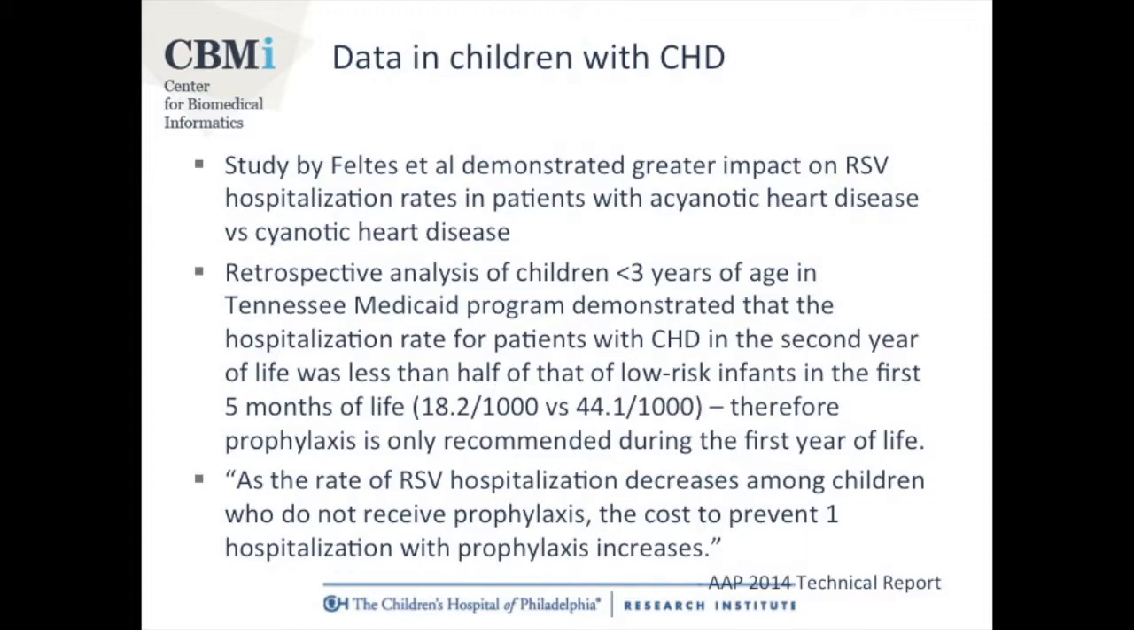So therefore, the prophylaxis was only recommended during the first year of life. So if you have low-risk patients who have a far greater risk of hospitalization during their first 5 months of life versus those patients with congenital heart disease in their second year of life, that was why they removed that recommendation to continue the prophylaxis into the second year for these significant congenital heart disease lesion patients. They also made a specific comment that as the rate of RSV hospitalization decreases among children who do not qualify for prophylaxis, or who do not receive prophylaxis, because we know that we are not achieving universal coverage of those eligible patients, the cost to prevent one hospitalization with prophylaxis thereby does increase.